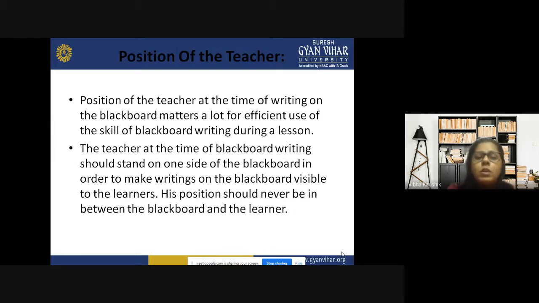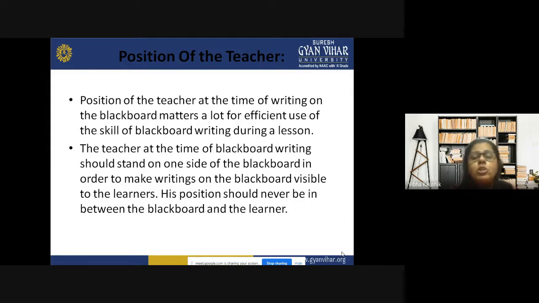Position of the teacher. What should be the position of the teacher when he is writing on the board? First, the position should be such that students can easily see from the board what the teacher is writing. Second, the teacher's back should not be toward the students. The teacher should stand at an angle of 45 degrees so that he can also keep an eye on what the students are doing while he is writing on the board.